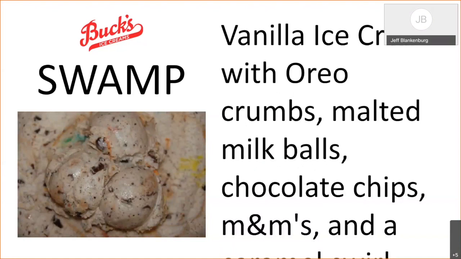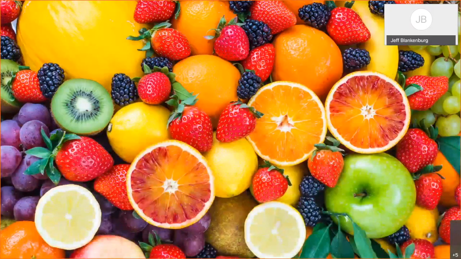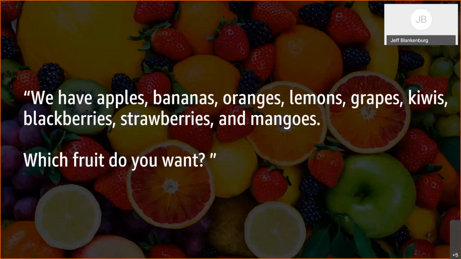But let's think about something like fruit. Let's think about how this might work if we're presenting choices to our users. So if we have a fruit stand skill, some kind of voice interface where people can talk or order fruit, we might say something like this. We have apples, bananas, oranges, lemons, grapes, kiwis, blackberries, strawberries, and mangoes. Which fruit do you want?